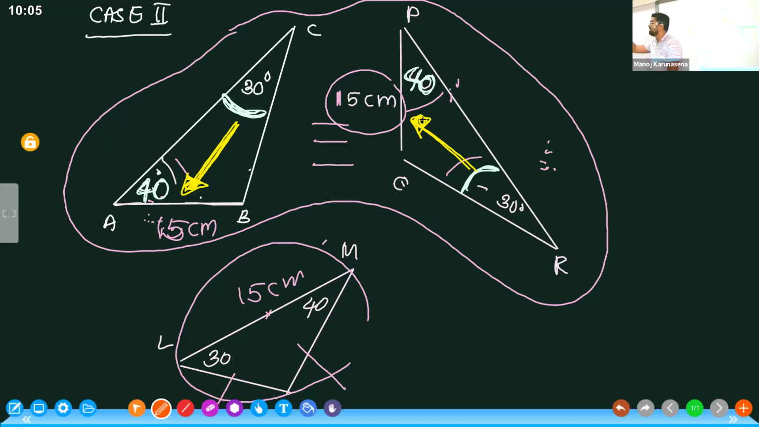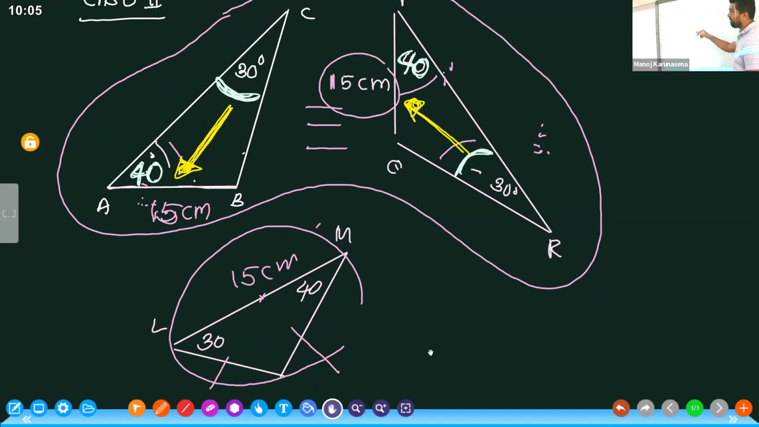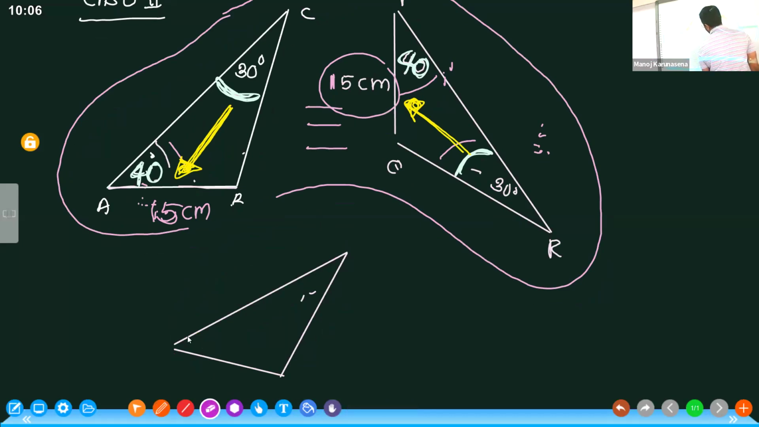Angle, angle, side. Clear? Let's draw these two triangles again from scratch. Draw them yourselves; the 5 cm does not have to be an exact measurement, just draw roughly. Let's hurry up. Online people, am I clear enough? Draw these two triangles.